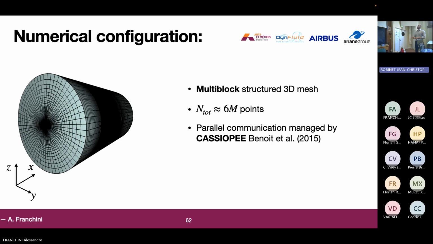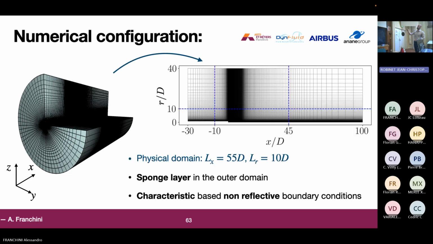In our numerical configuration, we can see here the mesh that we used. We have a multi-block structured 3D mesh, which has approximately 6 million points, in which, again, the parallel communication has been managed by Cassiopeia. If we take a cut of this mesh, we can see that there is a physical domain, highlighted in blue, that goes from 10 diameters upstream to 45 diameters downstream, and 10 diameters in the radial direction.